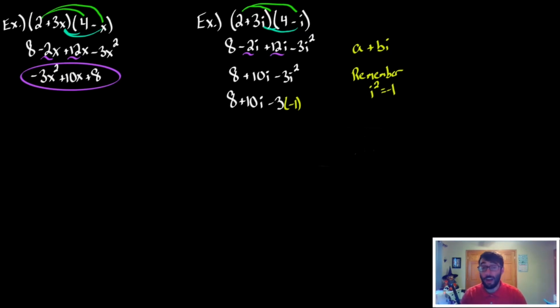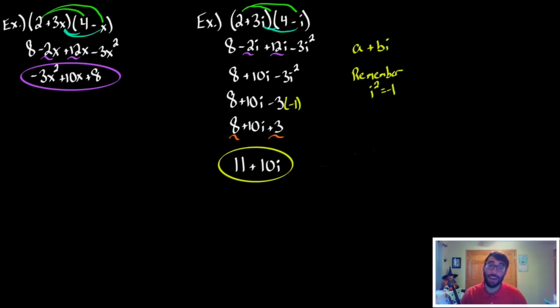So whenever you see an i squared or i cubed or i to the 4th or something along those lines, you are going to need to use substitution. The standard form of a complex number does not have i squared or i cubed or anything like that. It is simply a plus bi. So we substitute in -1 for i squared to get 8 plus 10i, and that's now plus 3. And then finally, we have some like terms we can combine. We have 8 and 3, so we get 11 plus 10i.